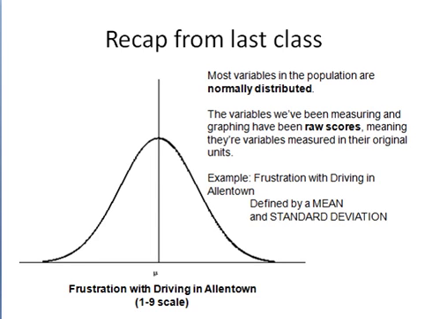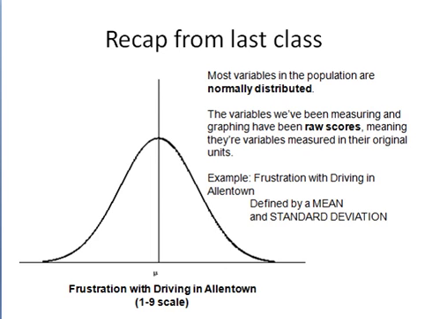To recap from last class, what we do typically when we're doing statistics and hypothesis testing in general is we make an assumption that most variables in the population are normally distributed. Up until last class, we were talking about raw score distributions. So let's say that we asked a bunch of people living in Allentown how frustrated they are with driving in Allentown. On a 1 to 9 scale, with 9 being the highest, 1 being the lowest, we can come up with some mean for that estimate, and it would likely be normally distributed.